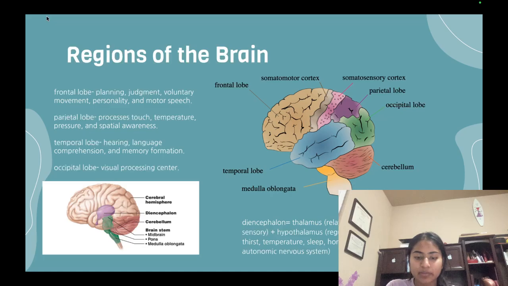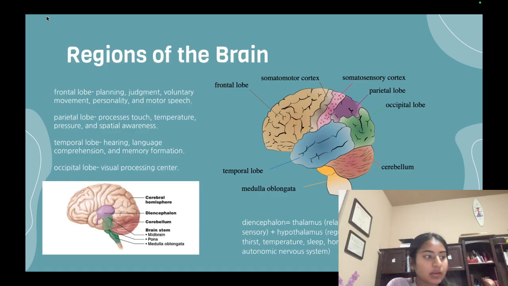Next, we're going to talk a little bit about the diencephalon, which includes two major structures. It includes the thalamus, which acts as our relay station for almost all of our sensory information, and also the hypothalamus, which regulates hunger, thirst, temperature, sleep hormones, and the autonomic nervous system overall.